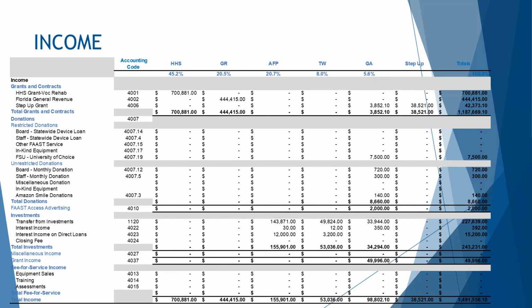This is just for a reference for board members to go back. You can see here where we actually break down everything by HHS, GR, AFP, telework, GA, and step up. And then that top line where you see those percentages of 45.2%, 20.5%, those are how we allocate something if it touches all the funding streams. So rent, for example, uses this allocation rate. And it is based off of our salaries. That's how we do our allocation.